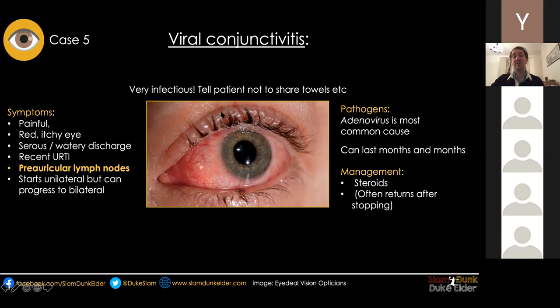It should be self-resolving. We can treat with steroids, but in some cases, unfortunately, when you stop the steroids, the symptoms come back. Typically, it starts unilaterally, but will progress to bilateral. But it's the lymphadenopathy that's your key in the history to be able to differentiate it from bacterial, and the fact that the discharge is watery.